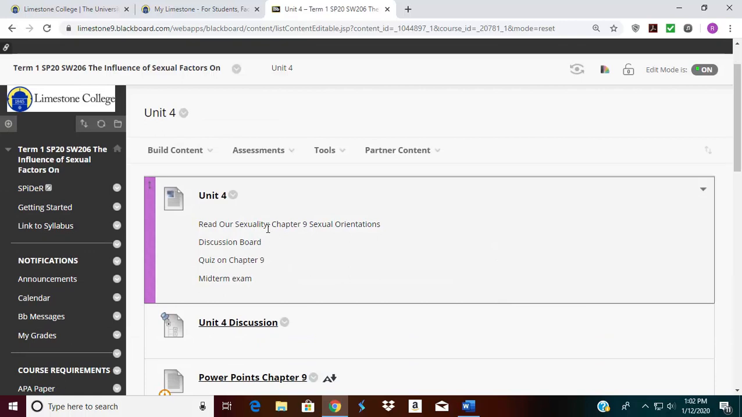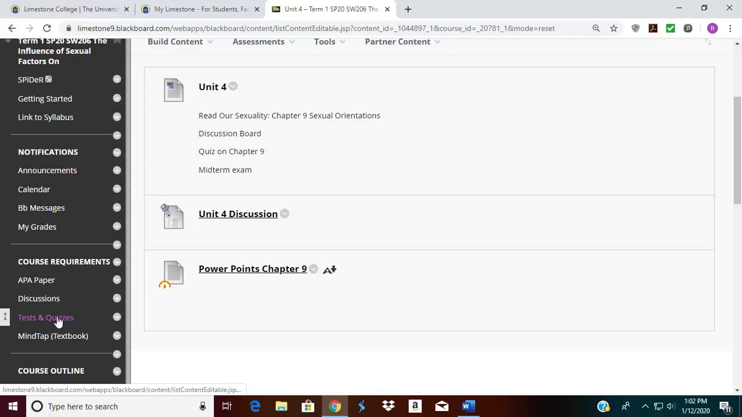And so under Unit 4, you have Chapter 9. You have the quiz for Chapter 9. And the day before your quiz closes, you're going to have your midterm exam. So you're going to be taking your midterm exam during the time of Unit 4, and you're going to find that your midterm is located under tests and quizzes.